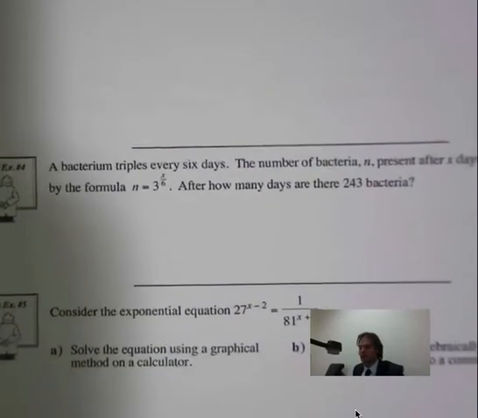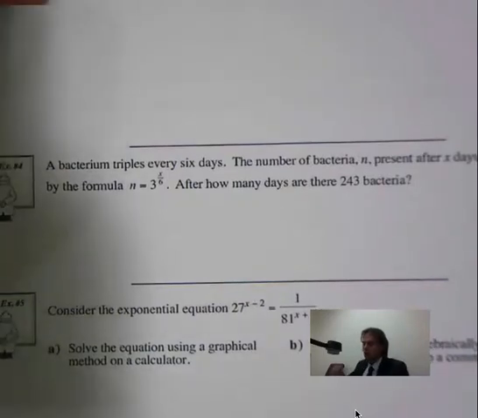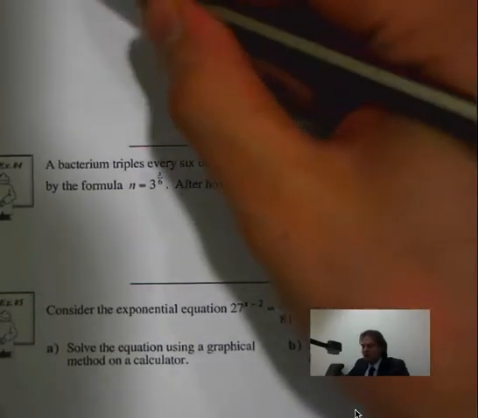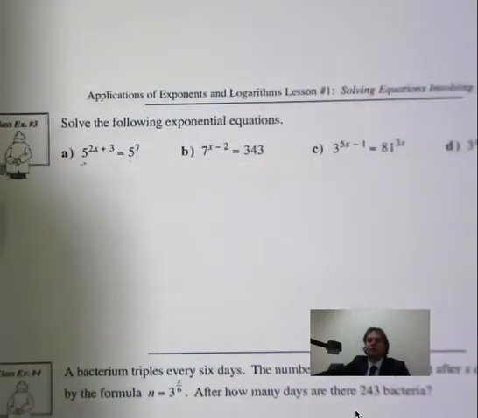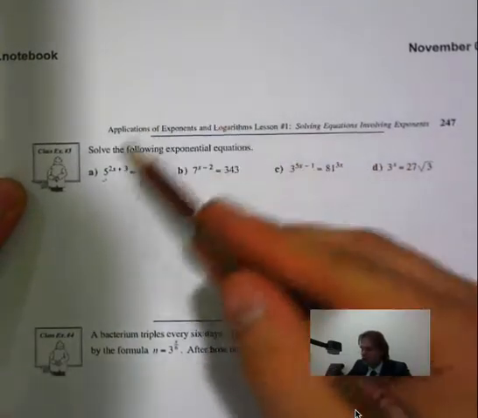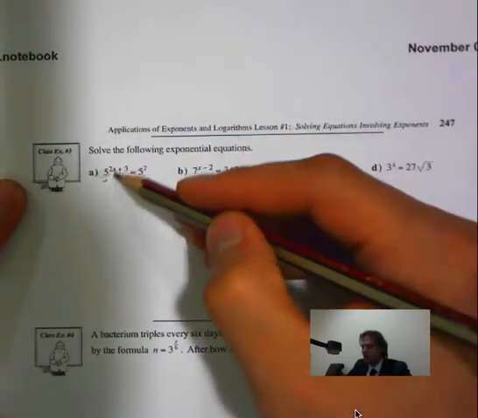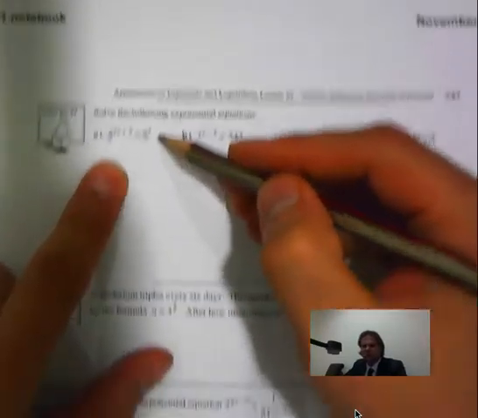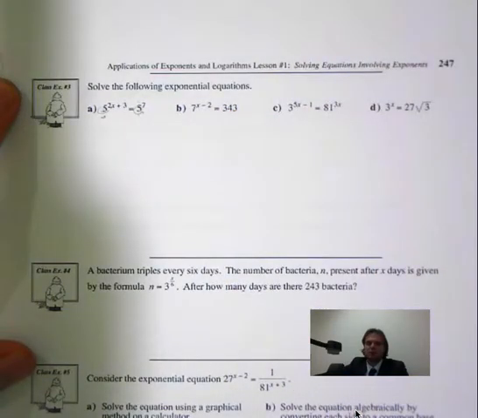Alright. Let's take a look at this next few examples. So solve the following equations. So now we're going to try and solve these. Well, if I look at this, these here are the same, right? My bases are the same. And in order for these to be equivalent, then my exponents should have to be the same, shouldn't they?